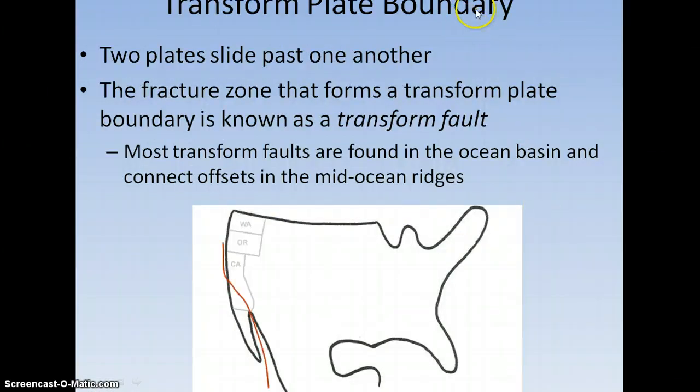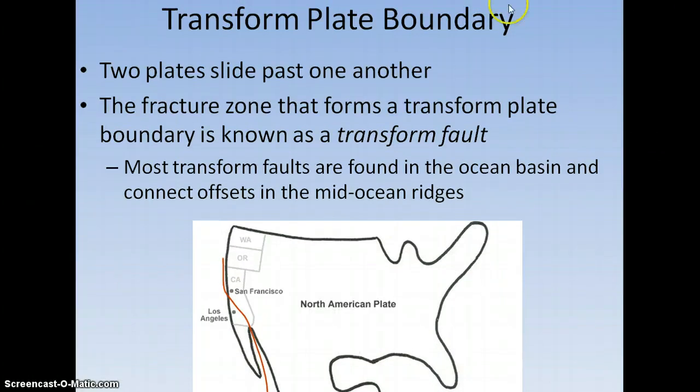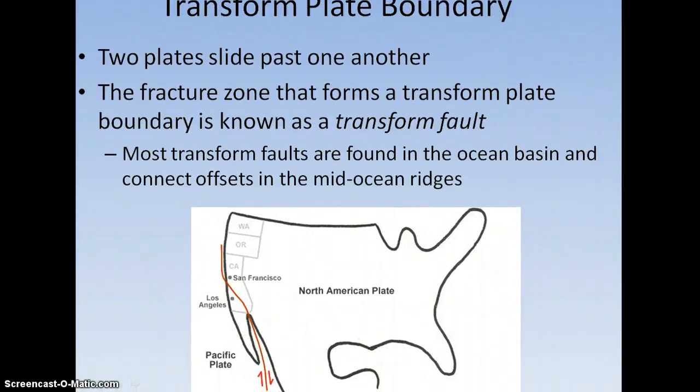Our last plate boundary is called the transform plate boundary. The two plates slide past one another, and the fracture zone that forms a transform plate boundary is known as a transform fault. Most transform faults are found in the ocean basin and connect offsets in the mid-ocean ridges. So right here is a very common example. You can see the United States right here, and this is actually a plate boundary that occurs.